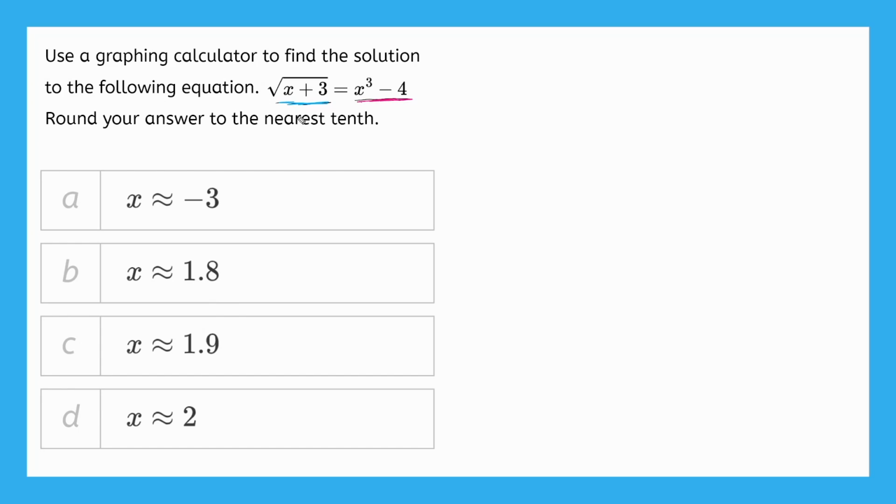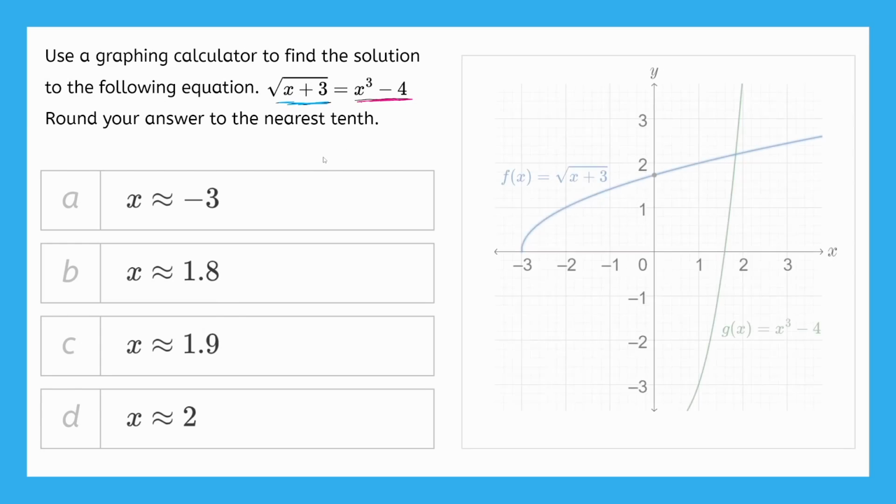So the way we would graph this is we'd set one of our equations as y equals root x plus 3, and the other one as y equals x cubed minus 4. And wherever those graphs intersect, the x value of that intersection point, or the x values, since sometimes there's more than one, will be the solutions to this equation. So let's go ahead and graph this. I'm going to pull up a graph right here. And if you don't have a graphing calculator, you can use an online tool, something like Desmos or GeoGebra. They have some great online graphing tools.